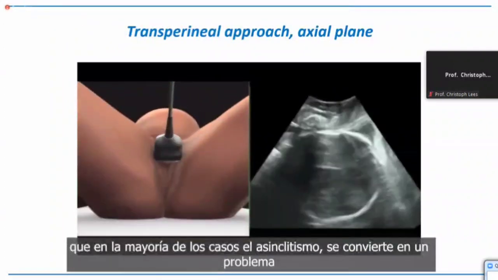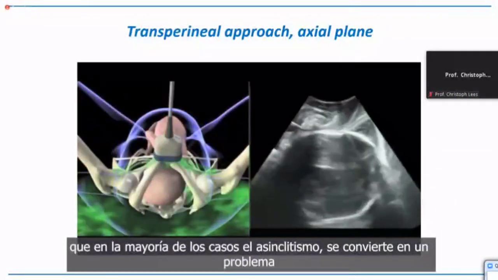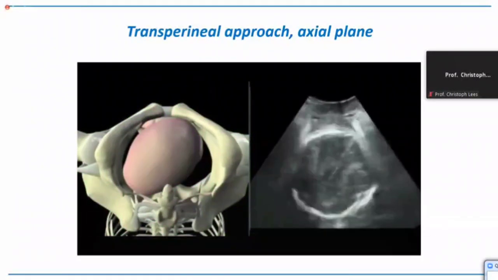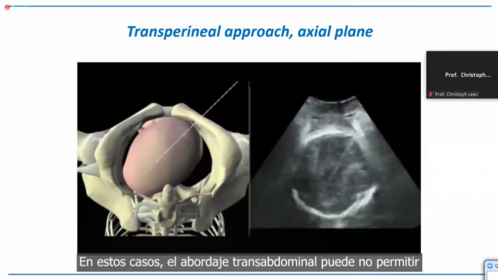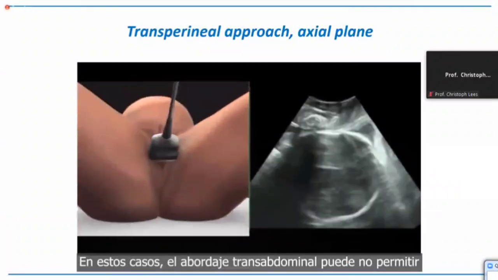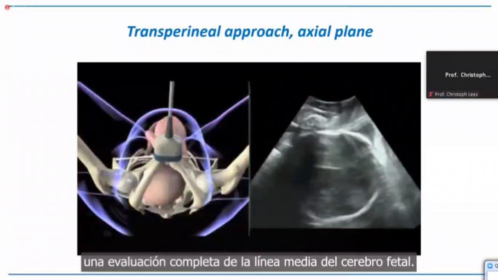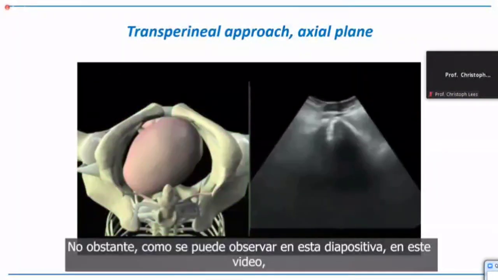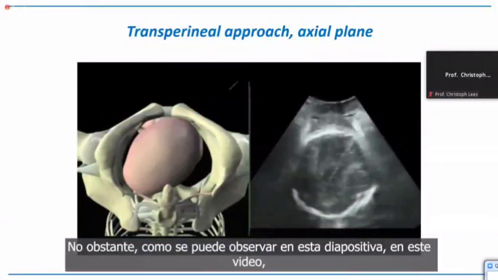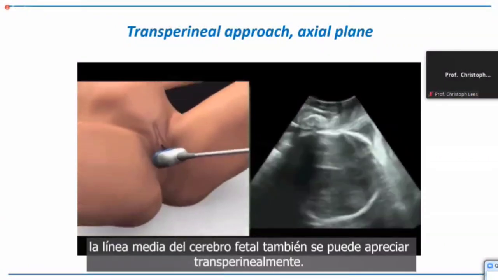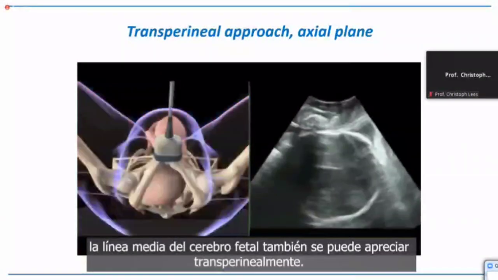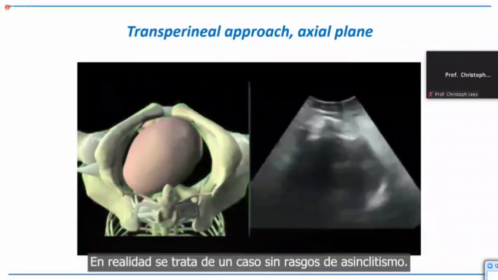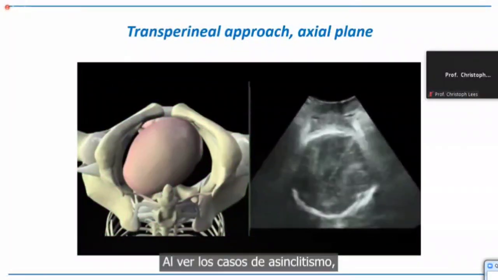However, I hope you agree with me that in most instances, asynclitism becomes a problem in late labor, which basically means when the head station is low. In such cases, the transabdominal approach may not allow a comprehensive assessment of the midline of the fetal brain. However, as you can see in this slide from this clip, the midline of the fetal brain can be nicely visualized also transperineally. This is actually a case with no features of asynclitism.